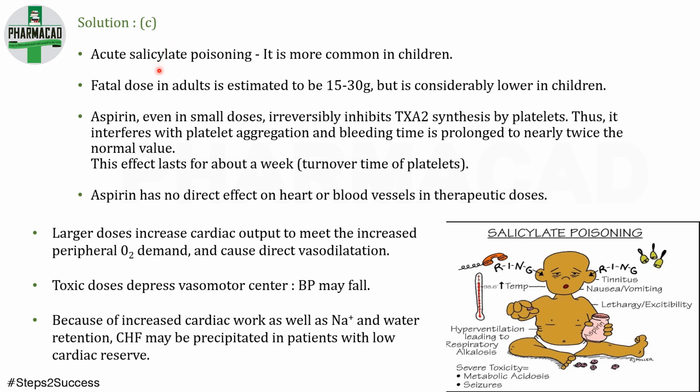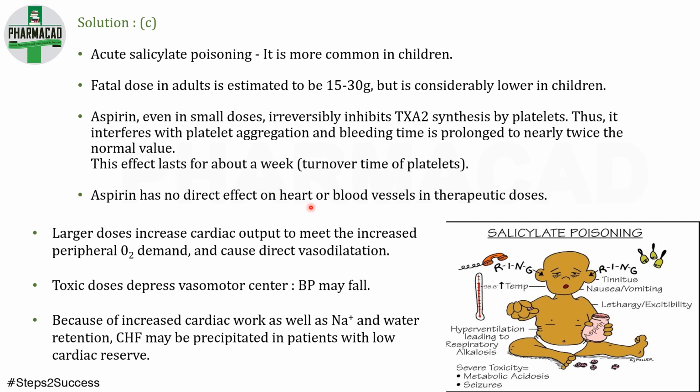So let's look at a few facts about aspirin. It causes acute salicylate poisoning and it is more common in children. Even in small doses, it irreversibly inhibits thromboxane synthesis by platelets. It interferes with the platelet aggregation. Hence, option A is correct, that is aspirin prevents platelet aggregation and increases bleeding time.